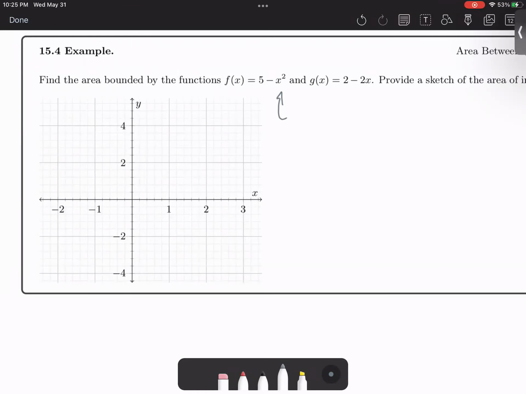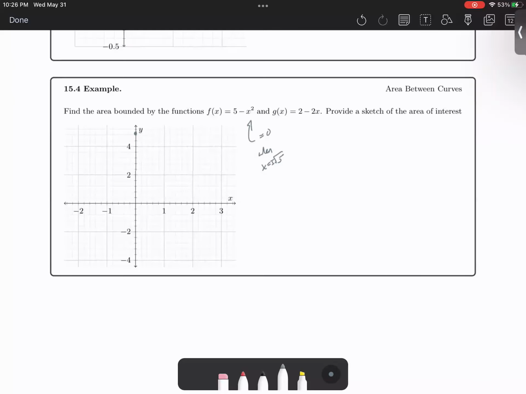that has a y-intercept of 5, and it's going to equal 0 when x is equal to plus or minus the square root of 5. What is that roughly? That's going to give us about 2.24. So just barely past 2.